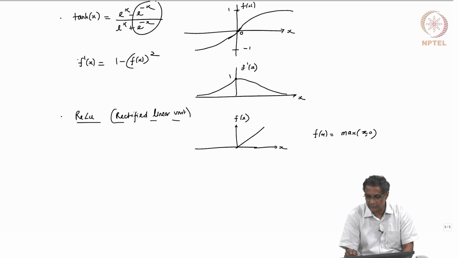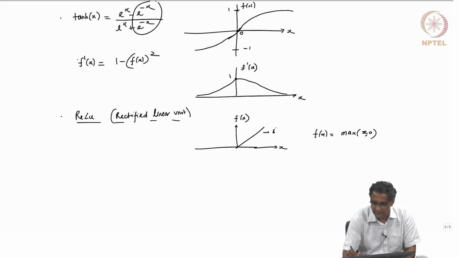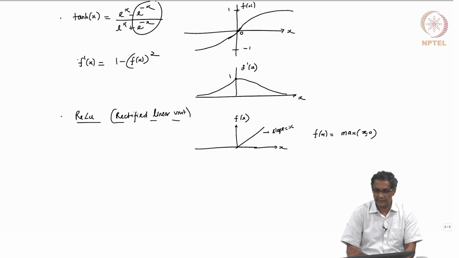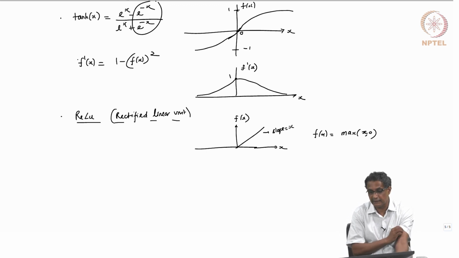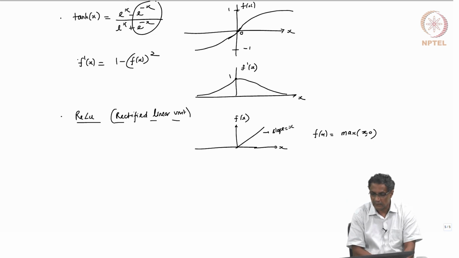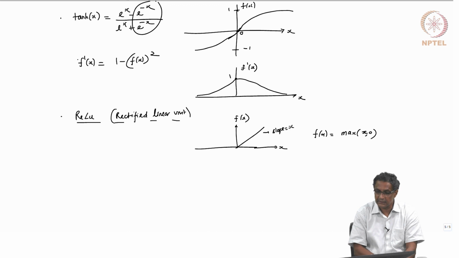Okay, which means that on the positive side you have a slope 1. So, whatever is x, that is also the value of f of x. Negative side, it is simply 0. So it means it won't even allow negative values to go forward, because it simply clamps them to 0. But then the nice thing about this is that for the positive x, you do not have a vanishing gradient.